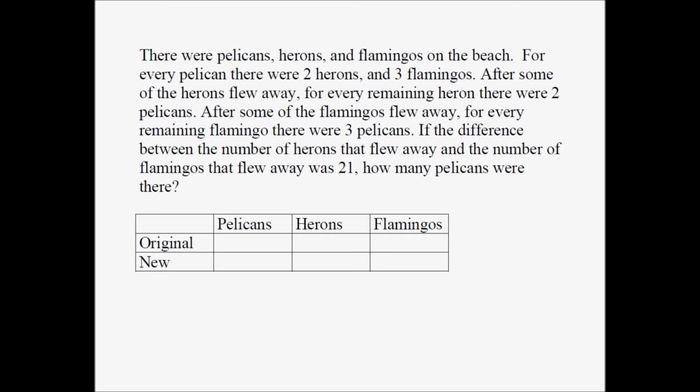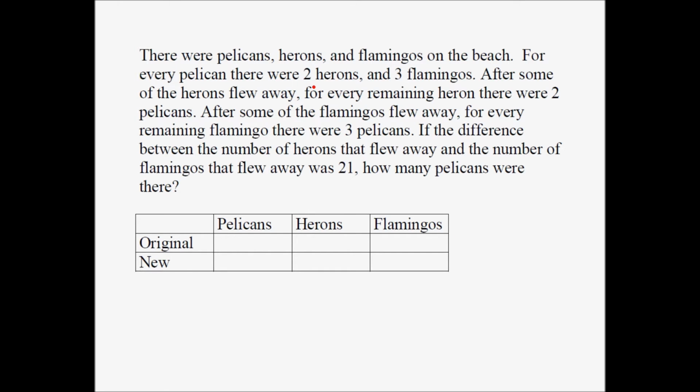If you read the question a couple of times, you're going to see that the number of pelicans is not changing. There are lots of herons, lots of flamingos, and some pelicans. The herons and flamingos are flying away. So what's going on?